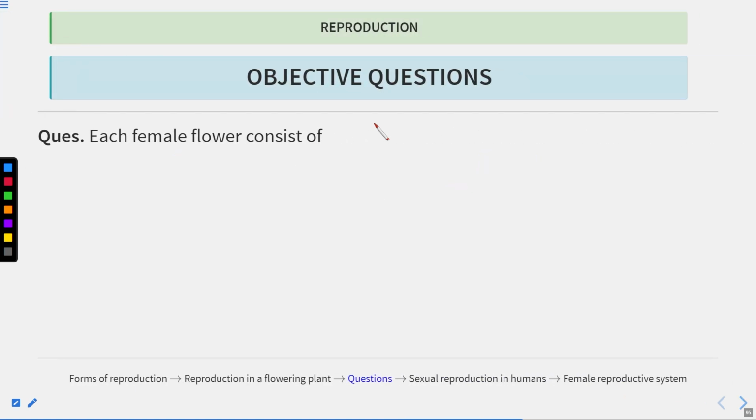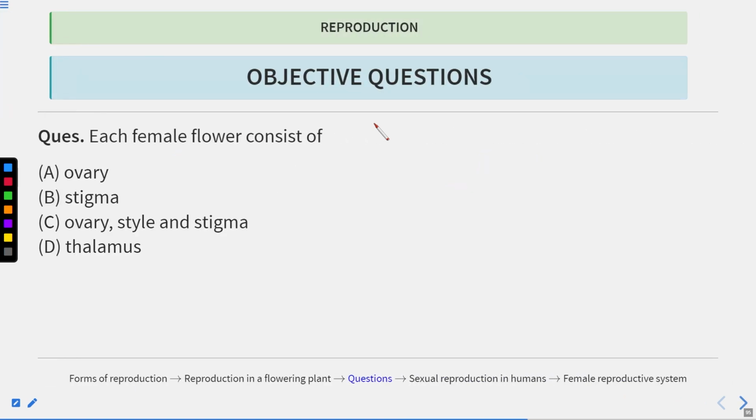Now let's move on to the next question. Now each female flower consists of, options are ovary, stigma, ovary style and stigma, and thalamus. Okay, so they are talking about the female flower. So what is the female reproductive part? It is known as the gynoecium. And gynoecium consists of what? It consists of the pistil. Alright, or you can say carpel also.